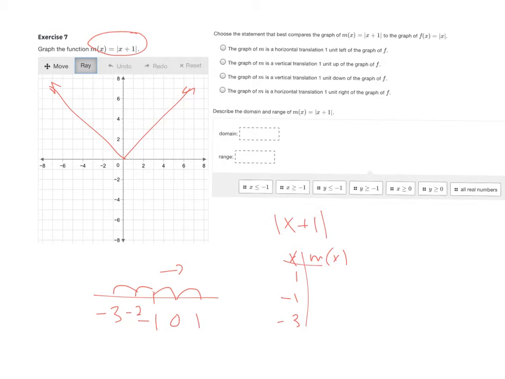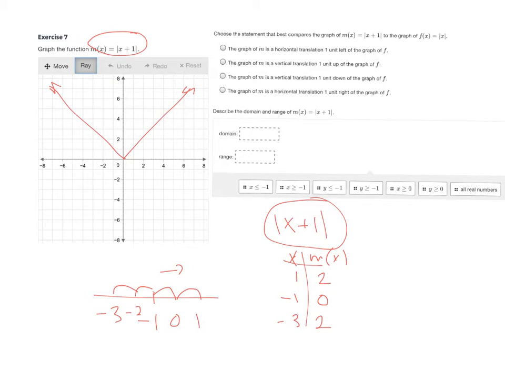So let's put it into the absolute value. So I've got 1 plus 1 is 2. The absolute value of 2 is 2. Negative 1 plus 1 is 0. The absolute value of 0 is still 0. Negative 3 plus 1 is negative 2. And the absolute value of negative 2 is positive 2.